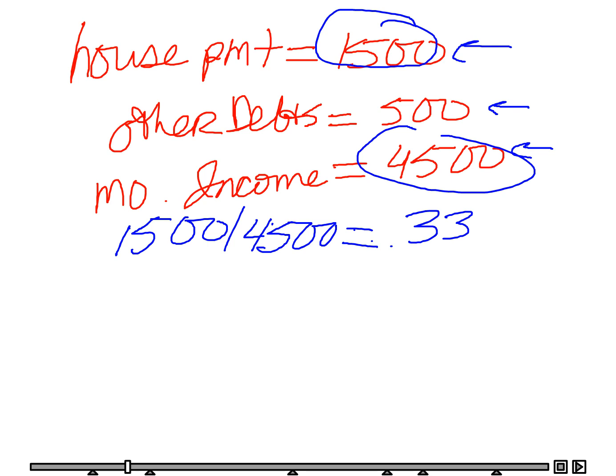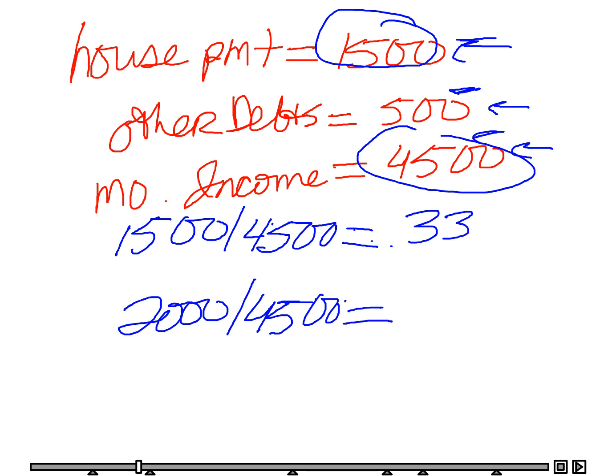For the back end ratio, we take the $1,500, add that to the $500, and then divide that total by the $4,500. So when you add the $1,500 and the $500, that gives you $2,000. You're going to divide that by the $4,500, which is the monthly income. And that gives you a back-end debt ratio of 0.44. So their back-end ratio is 0.44 or 44%. So the debt-to-income ratios for this borrower, we can say that they are 33/44, 33 being the front-end ratio, and 44 being the back-end ratio.